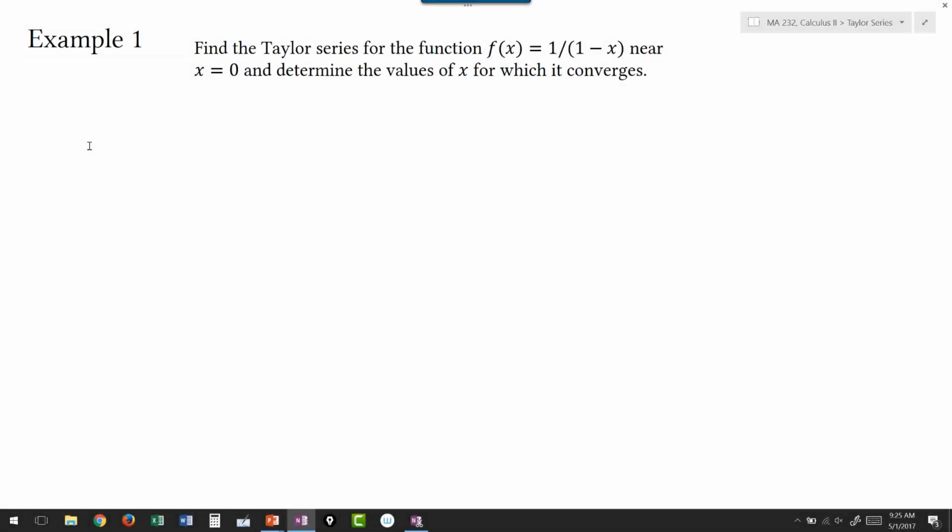Our first example is to find the Taylor series for the function 1 over 1 minus x near x equals 0, and also to determine the values of x for which the series converges.